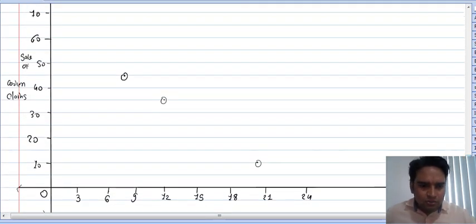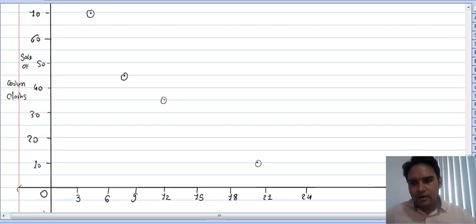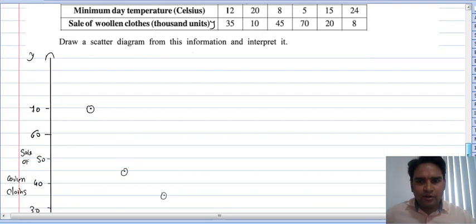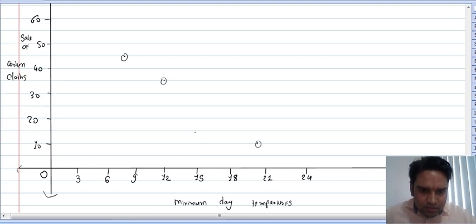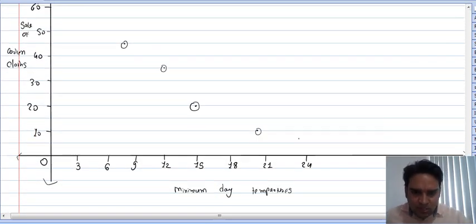Then 5, 70. So this is my 5 and 70, so approximately here. Then 15, 20. So this is my 15 and this is 20, right? 24, 8. So 24 and approximately here.